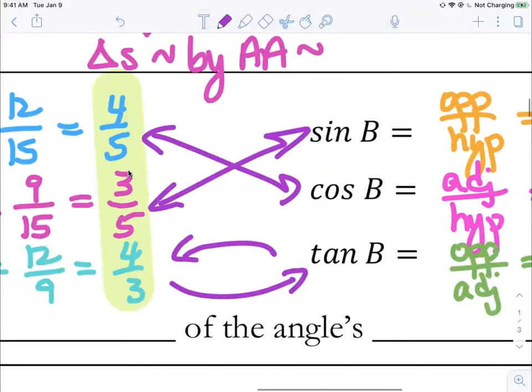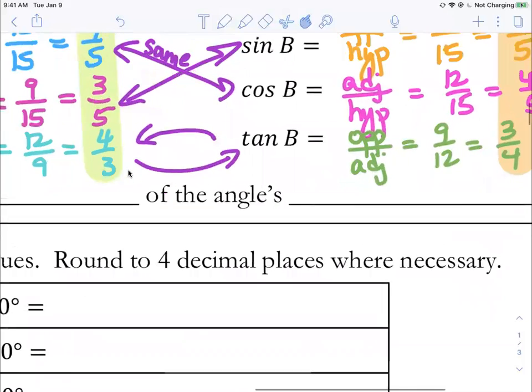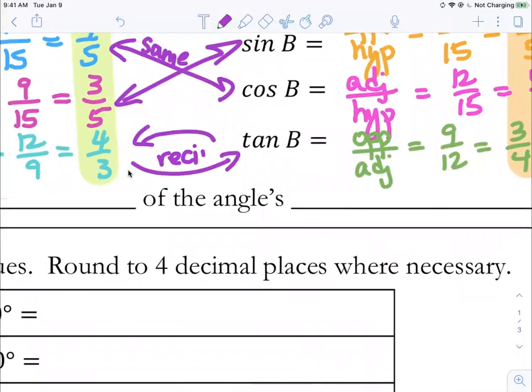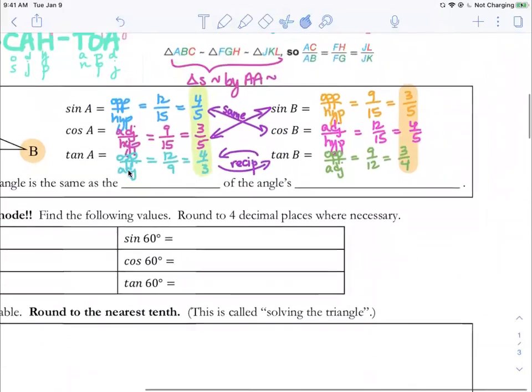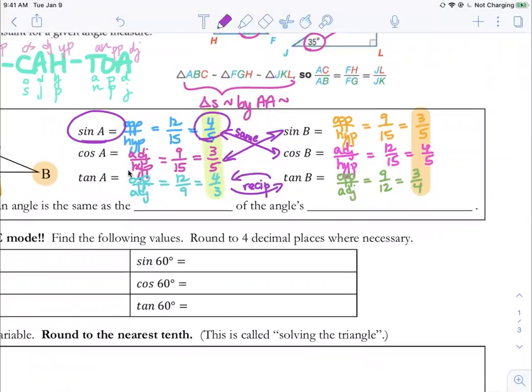So up here, the sine of angle A is the same as the cosine of angle B. And the sine of angle B is the same as the cosine of angle A. The tangents are reciprocals, right? So the sine of angle A is 4/5. That's the same as the cosine of angle B, 4/5. The cosine of angle A is 3/5. That's the same as the sine of angle B, 3/5. And again, the reason that makes sense is because the hypotenuse didn't change, but our opposite and our adjacent from angle A switch when you jump to angle B. So the denominator stayed the same, but the numerator changed.